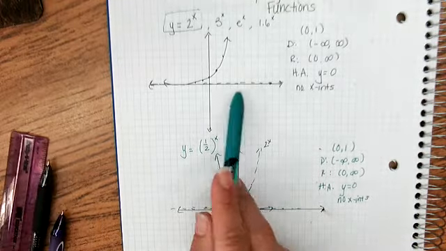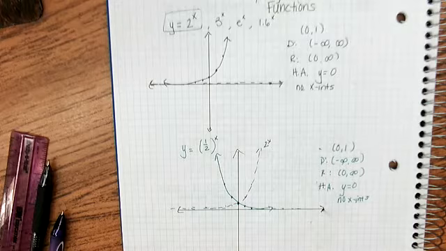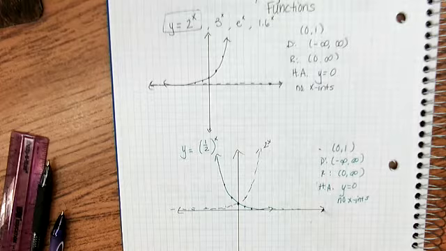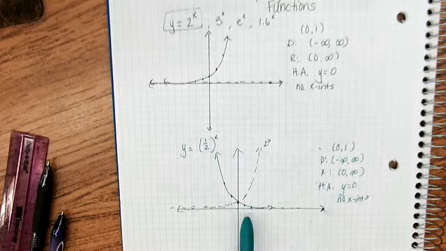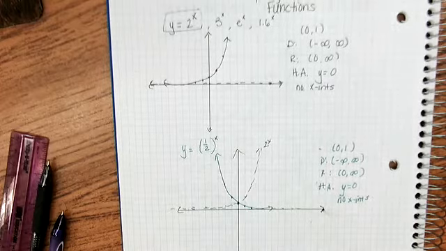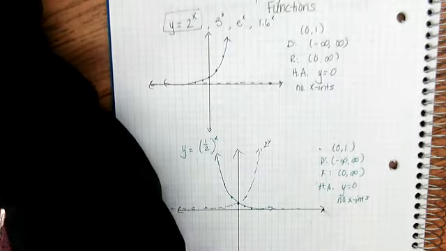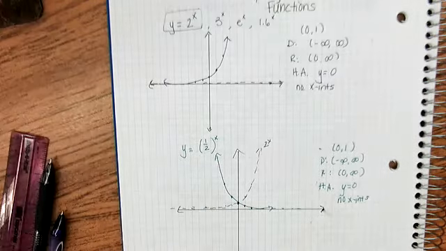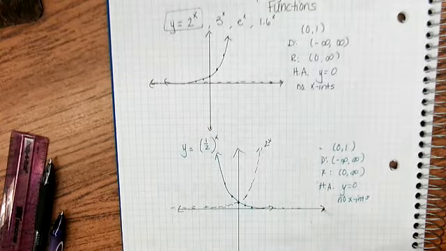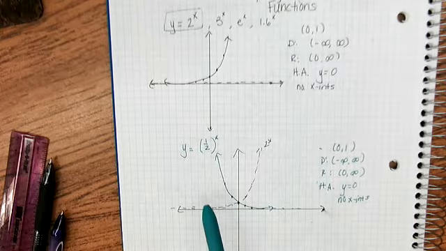Well, they're reflections over the y-axis. Their x values are opposite. When you plug in 1, you get 1/2. When you plug in 1, you get 2. Let me try that again. If you plug in the opposite value of x, you get the same value for y.